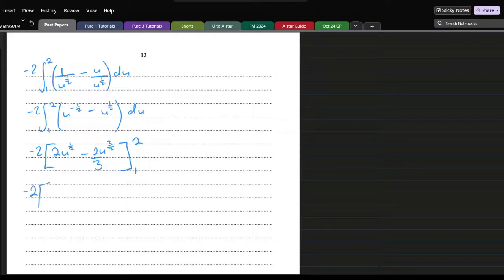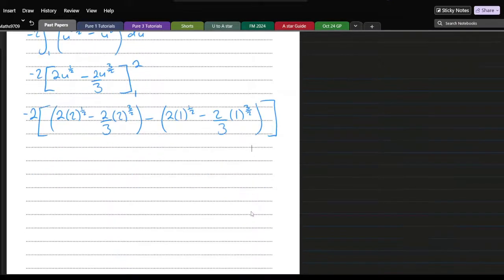Okay, so let's substitute in our limits. We'll start with the upper limit, so that's 2 times 2 to the half minus 2 over 3, 2 to the 3 over 2, and then our lower limit, that's 2 times 1 to the half minus 2 over 3, that's 1 to the 3 over 2. Okay, and now let's simplify.